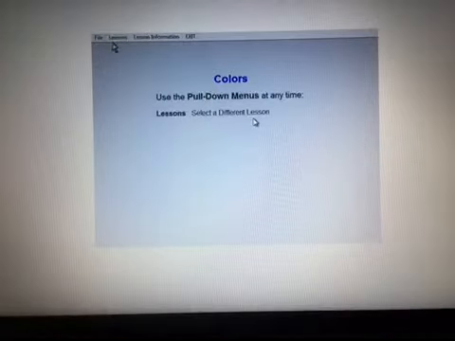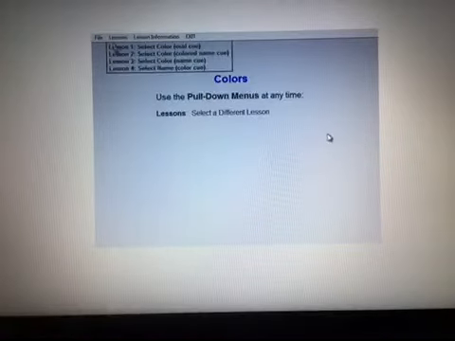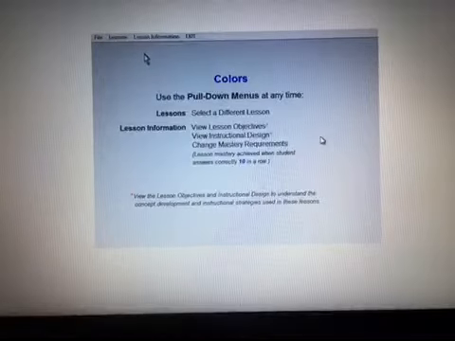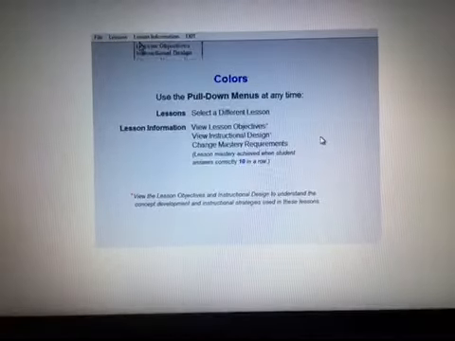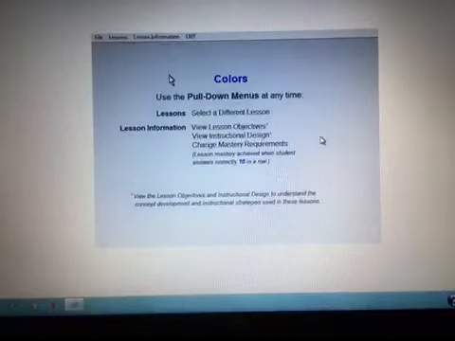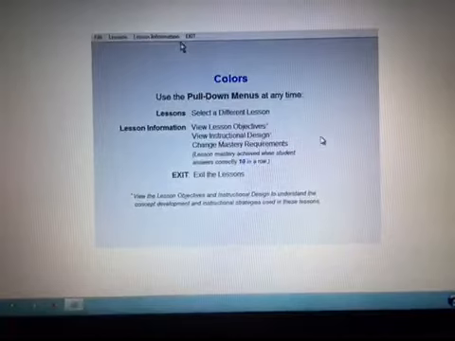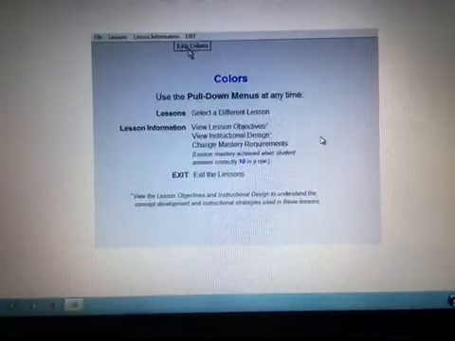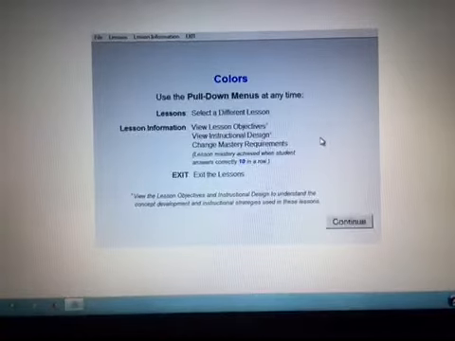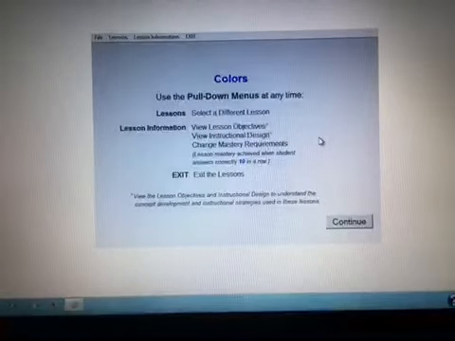The pull-down menus are always available. You can always select a different lesson. The lesson information describes the lesson objectives, the instructional design, and then we also have data that's being collected when the student is ready to sign off.